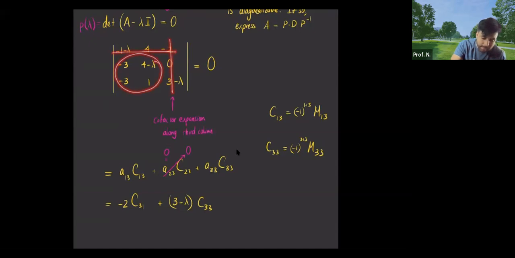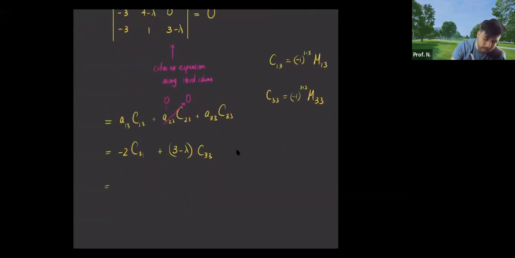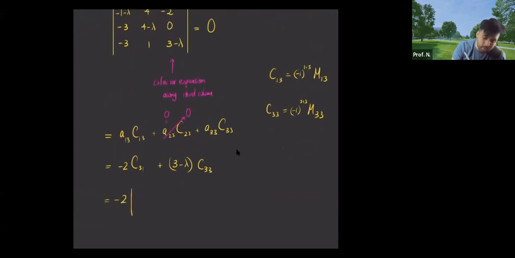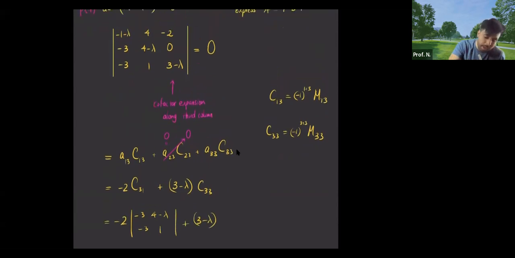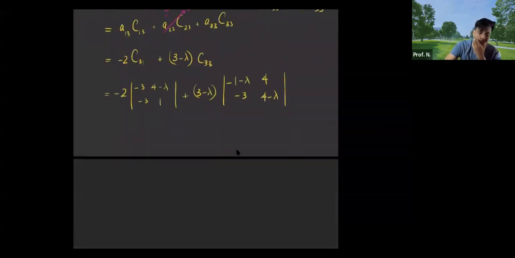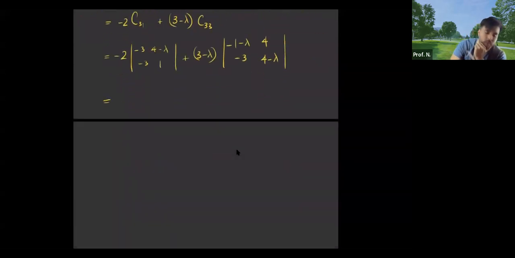I'm looking at this submatrix. This submatrix is going to be my determinant. So it's going to be -3, 4 minus lambda, -3, 1, plus 3 minus lambda, and C33. I'm getting rid of the third row, third column, and this becomes -1 minus lambda, 4, -3, 4 minus lambda. And so now I have two 2x2 matrices to compute the determinant of.